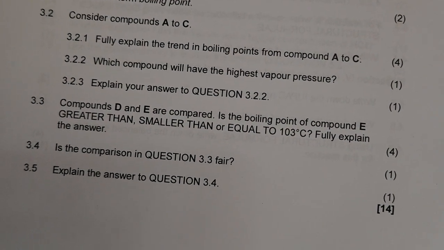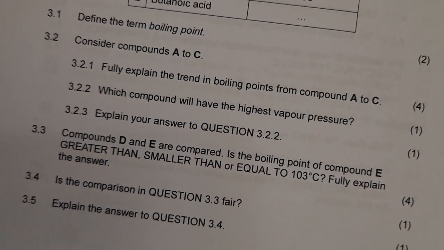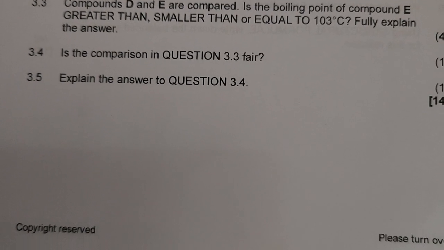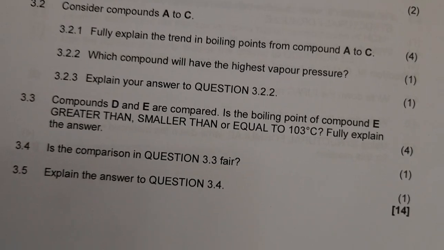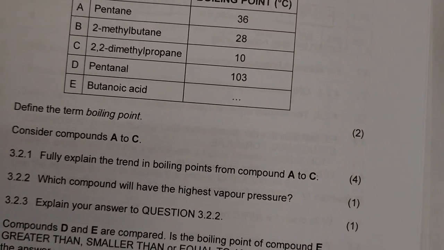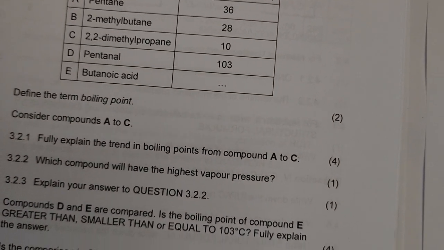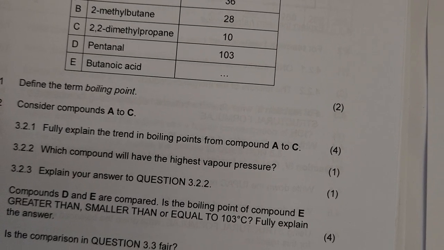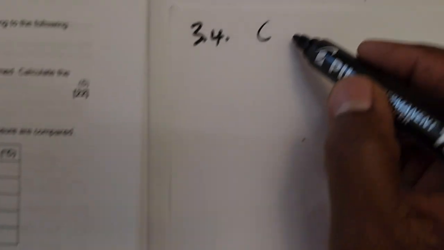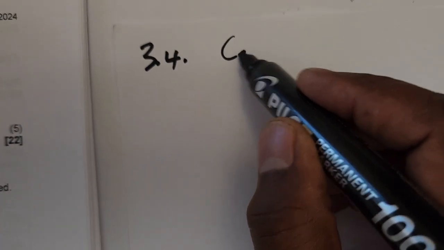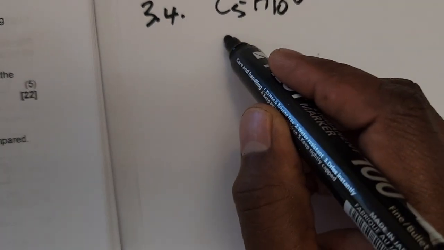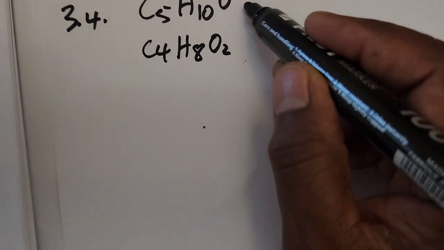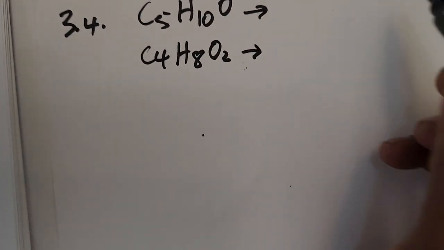In this case, they say to us, is the comparison in 3.3 fair? We are in 3.4. If you look at the 2 compounds, pentanal will be your C, C5H10O, and then butanoic acid will be C4H8O2. If you look at their molecular mass, let's check whether they are comparable.